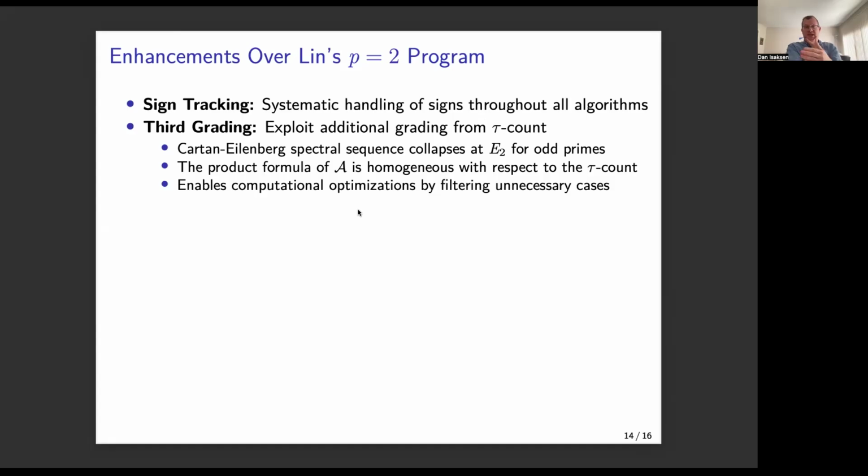What I'm saying is I think the tau count is the same as the Cartan-Eilenberg filtration. Yeah, that depends on your definition of the Cartan-Eilenberg filtration. Okay, fine. Linear transformation. Yeah. Okay, fine.